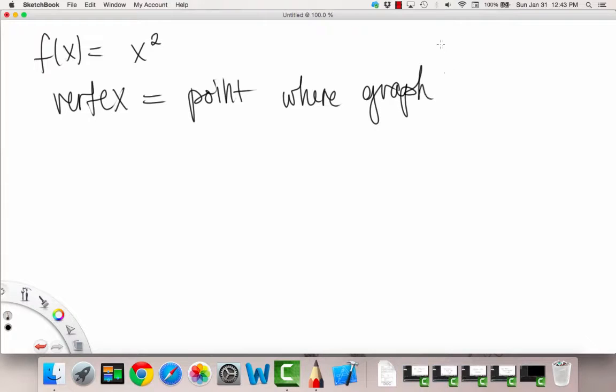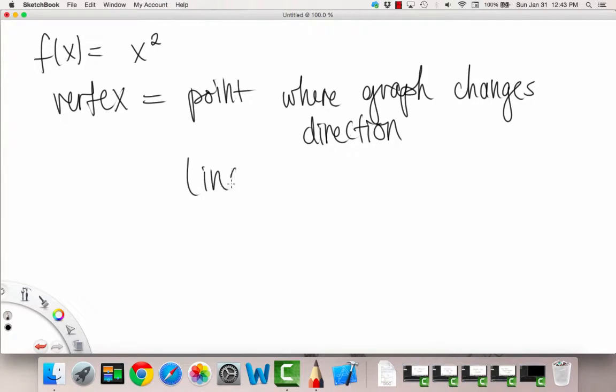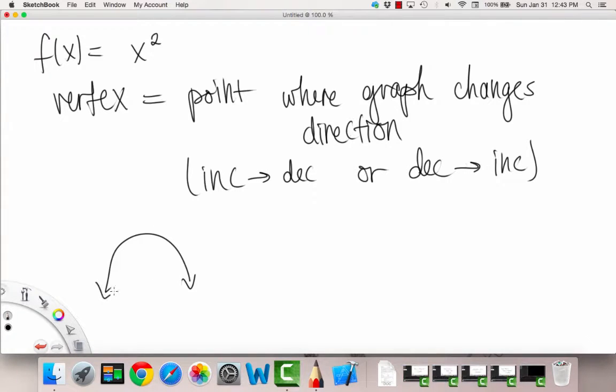And by direction we mean increasing to decreasing or decreasing to increasing. Changes direction. I'll just write in here increasing to decreasing or decreasing to increasing. So basically when we have something like this, increasing to decreasing, the vertex is right here. Or decreasing to increasing, so here is the vertex, where that changes.